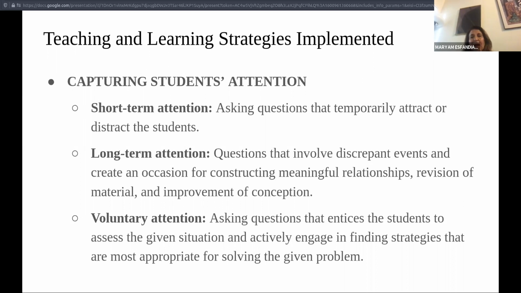And then here, there is capturing the student's attention. So there's short-term attention, when you attract or distract them. There is long-term attention, where you give them something that's discrepant and they've got to build meaningful relationships between them. And voluntary attention, asking questions that entice them. Next, please.